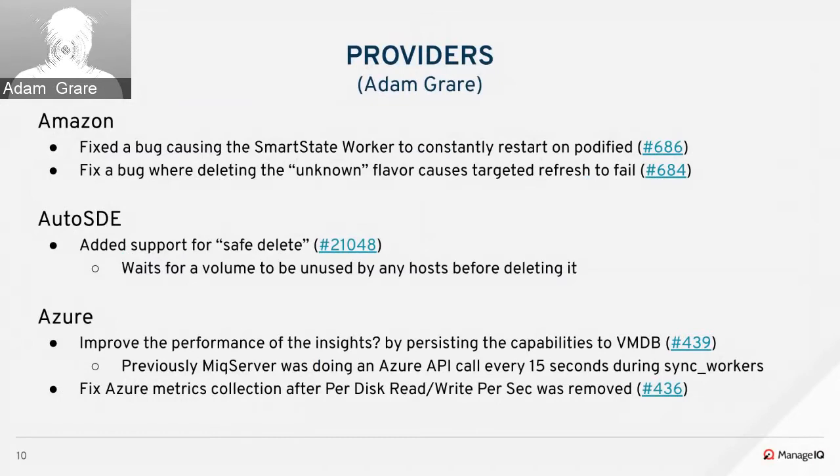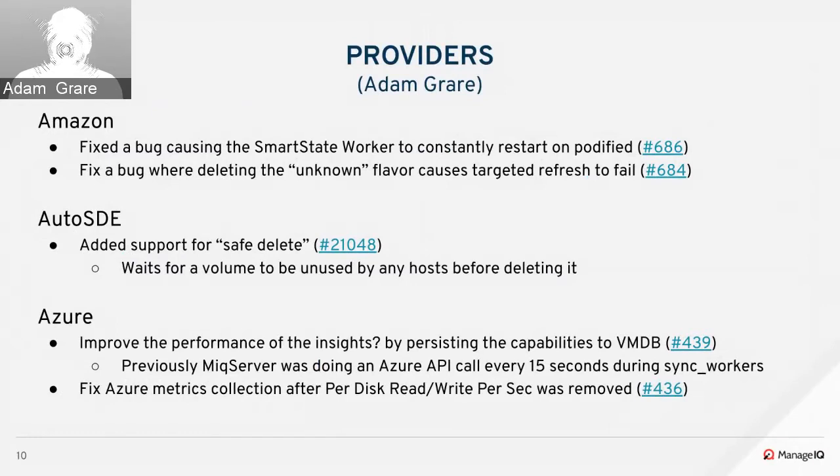For Azure, we improved the performance of the check to see if the Insights resource provider is enabled. This feature on Azure is required for us to be able to do event catching and metrics. And essentially, MIQ Server was making an Azure API call every 15 seconds when it was doing sync workers for the event catcher if you added an Azure worker. So what we're doing now is we added a capabilities column to the EXE management system. And so we check it during credential verification and persist it to the database. So this greatly improves the performance of that sync workers call when you have an Azure provider added.